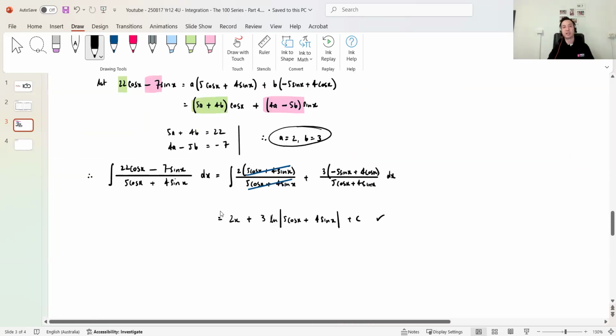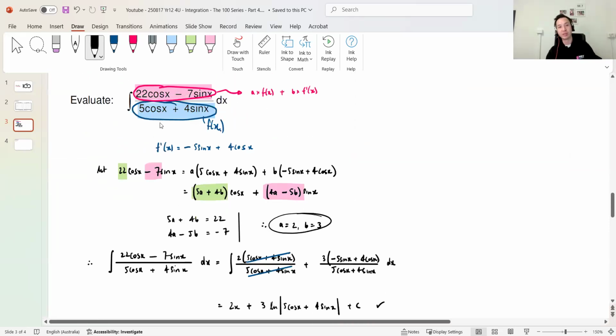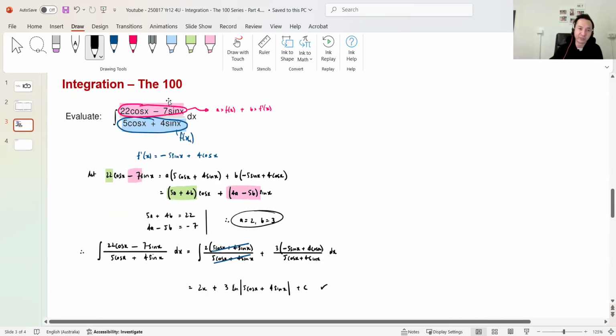How's that? So, like I said, whenever you see a linear combination of cos and sine on the bottom, a different linear combination on the top, generally speaking, you can actually express it as a combination of a times the function, b times the derivative. Yeah? Hopefully that was okay. Guys, I've got one more question for you.